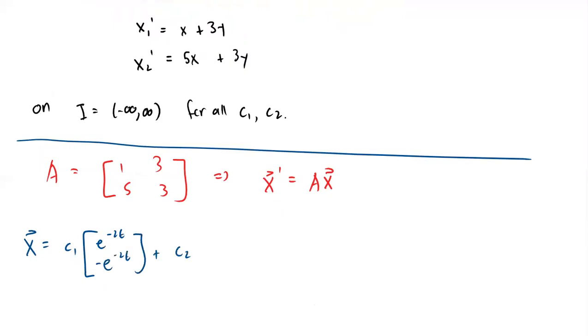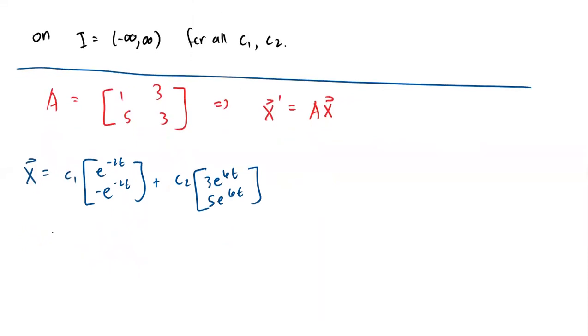plus C2 times 3e^(6t), 5e^(6t). Let's try to write this as a single vector so we can plug it into the equation. First, let's multiply each of the constants inside. We have the constant C1 multiplying the first vector, so we can just move that in, multiplying each entry by C1. Same for the second part: C2 multiplies this vector, so let's multiply each entry in the vector by C2.